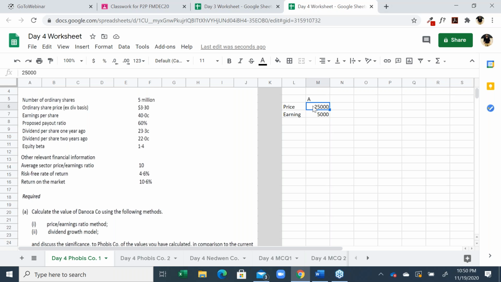So the investor is willing to buy this company for $25,000, knowing that each year it is going to earn 5,000. So it is valuing the company as 5 times of its earning, or you can say it is valuing the company equal to 5 years of its earning.